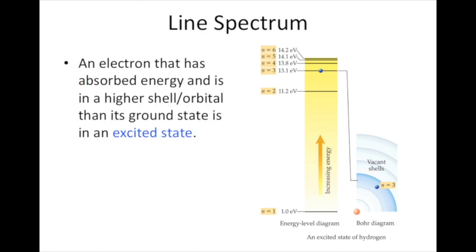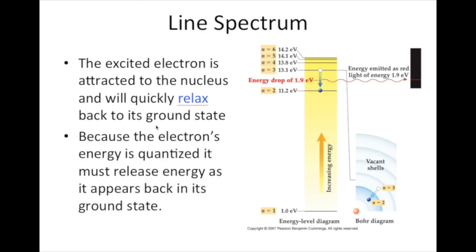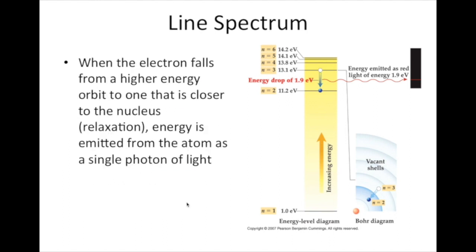So an electron that has absorbed a photon of energy and is now in a higher energy level than its ground state is said to be in an excited state. The excited electron is of course drawn back to the nucleus, or its ground state, and so it wants to relax or fall back down to its ground state. Because the electron's energy is quantized, it must release energy as it appears back in its ground state or in a lower shell. When the electron falls from the higher energy shell or orbital to one closer to the nucleus, the energy given off is emitted as a single photon of light.